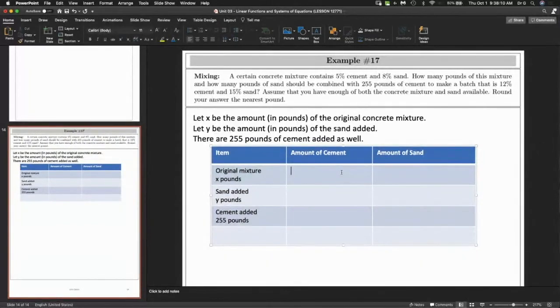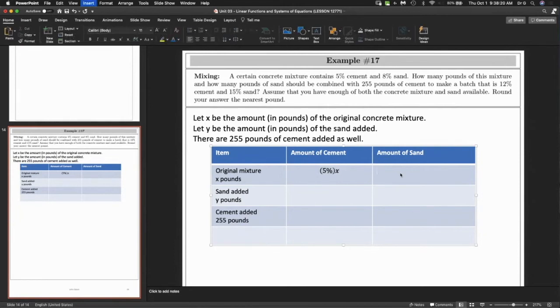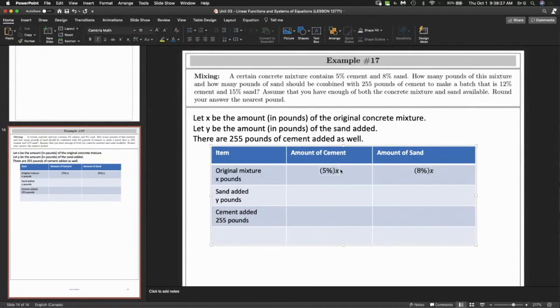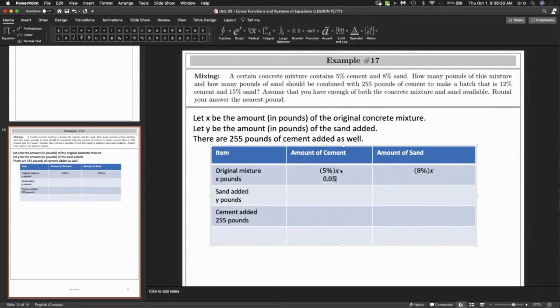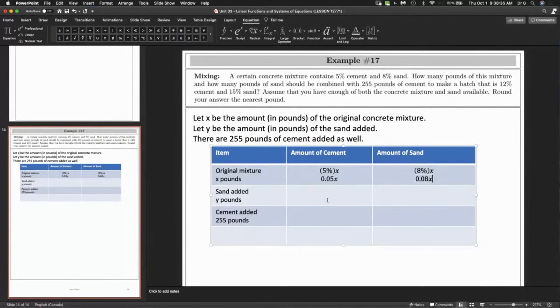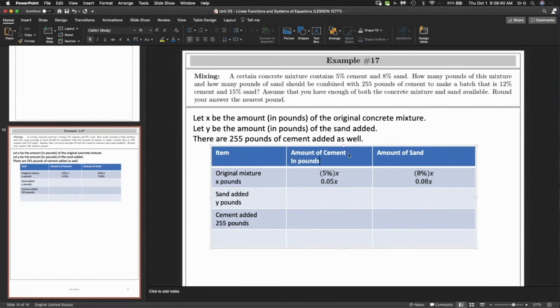Okay, in the original mixture, which is 5% cement, that means that this would be 5% X, and the sand would be 8% X. If you want to make that a decimal, you can make that a decimal. Now you're adding, this is amount of cement in pounds. Okay, sand added in pounds.